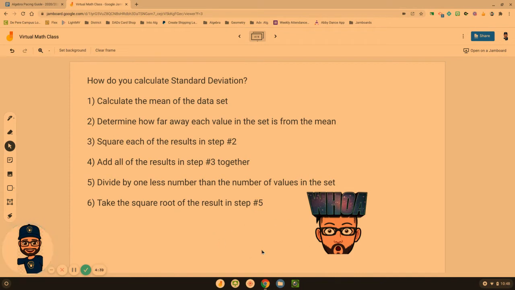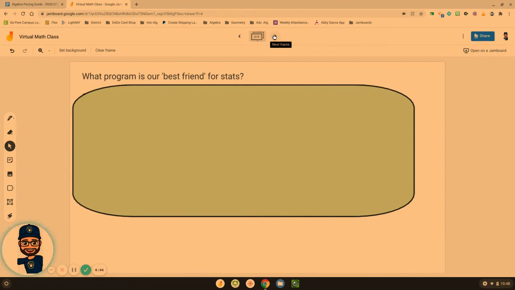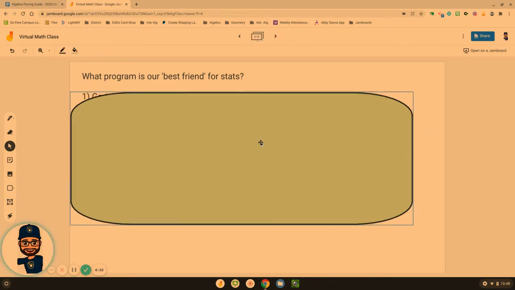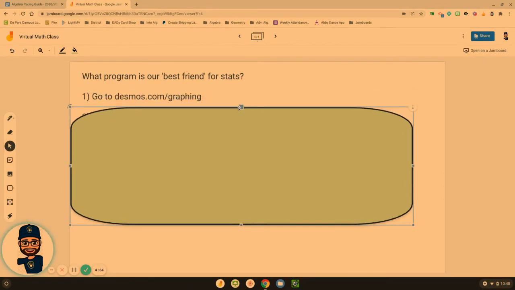Don't write those steps down, because what program is going to be our best friend for finding information in stats? I hope you were able to answer Desmos, because that's really what we're going to. We're going to go to Desmos, okay? So here's what you probably should write down in helping you find the standard deviation of a set.